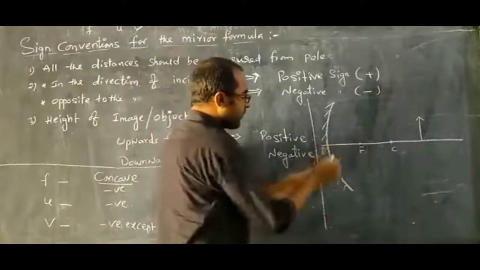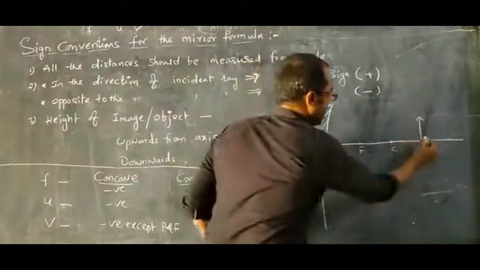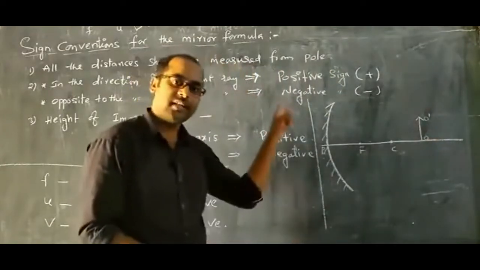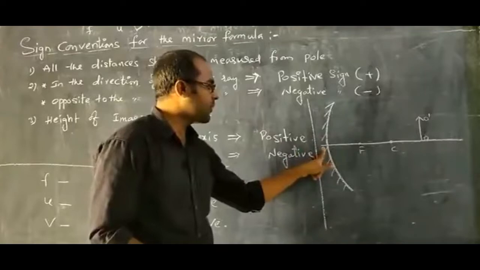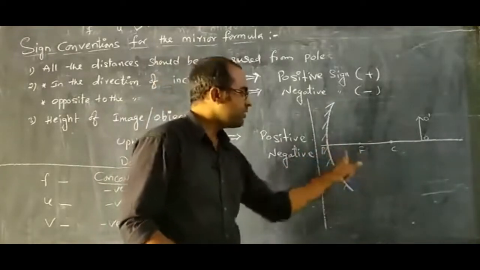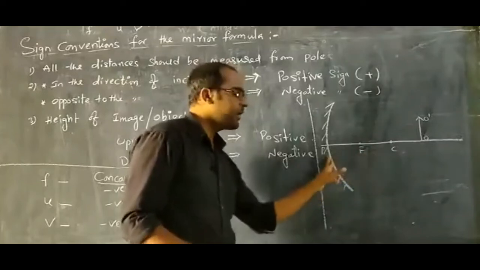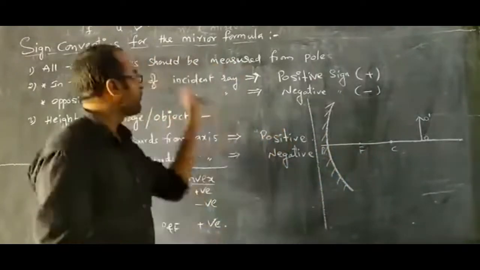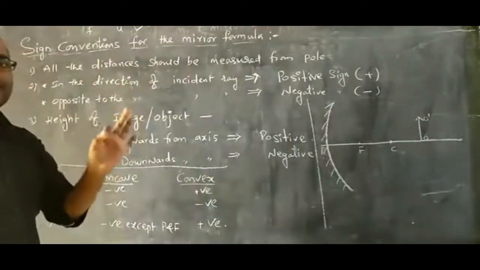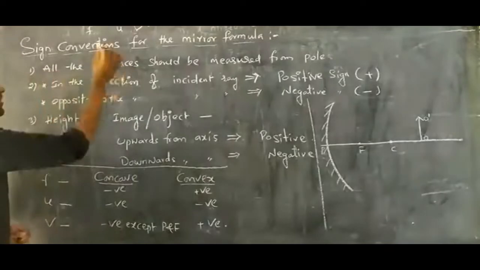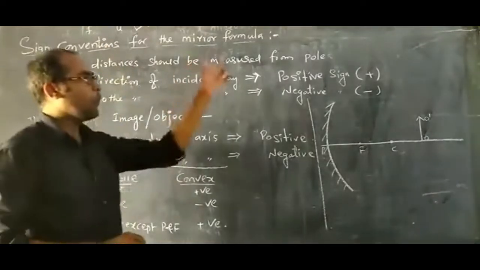And next, the distance between pole and object is object distance, that is also a distance. And the distance between the pole and the image, if the image is formed between the image and the mirror, that is also a distance. So all these are distances, and all these distances should be measured from pole.